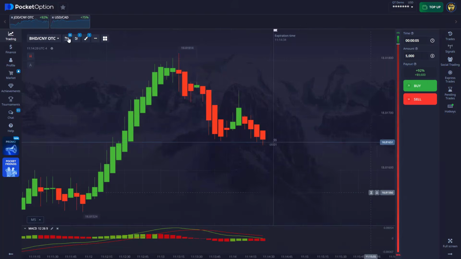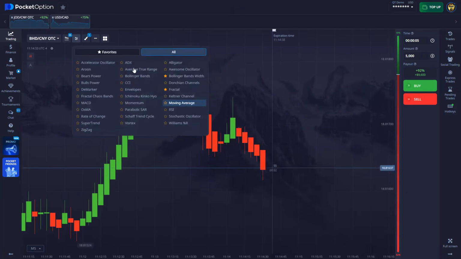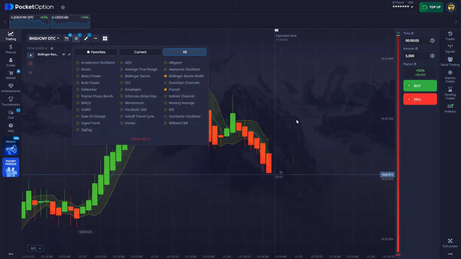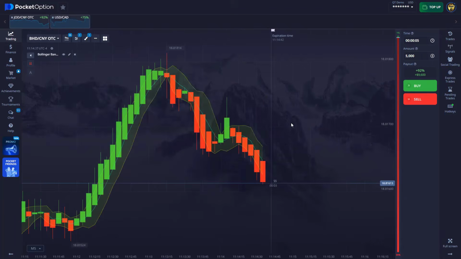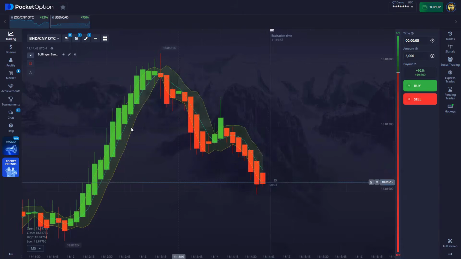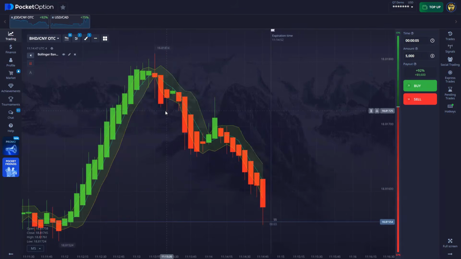Now, another one that I like is the Bollinger Bands. Your Bollinger Bands measure the volatility in the market. And what does that mean? How much money's in the market? How much is moving in the market? How wild or how calm the market is.